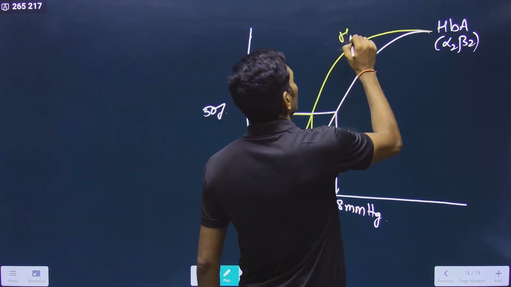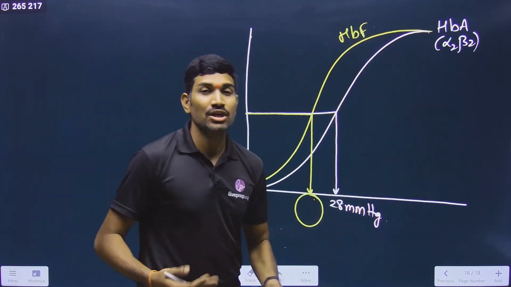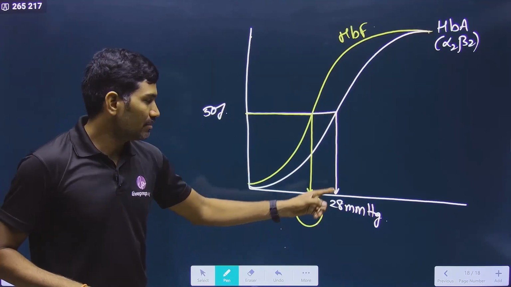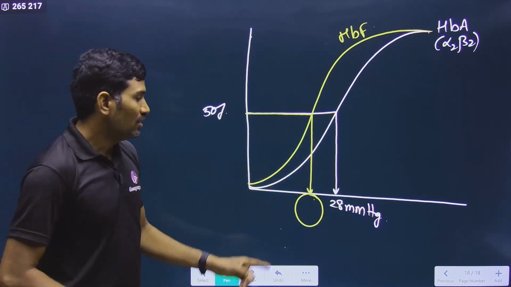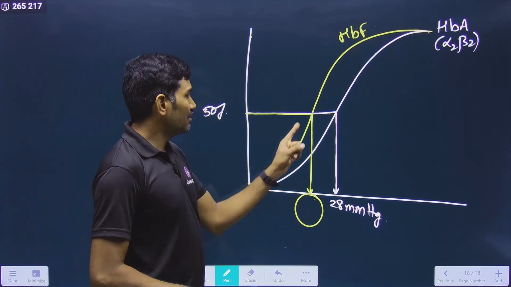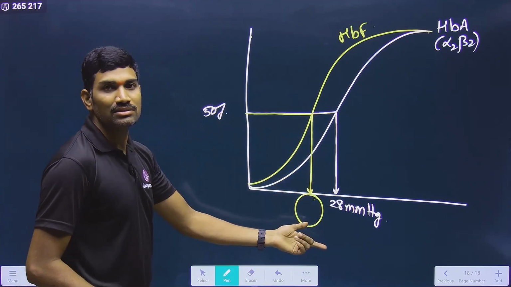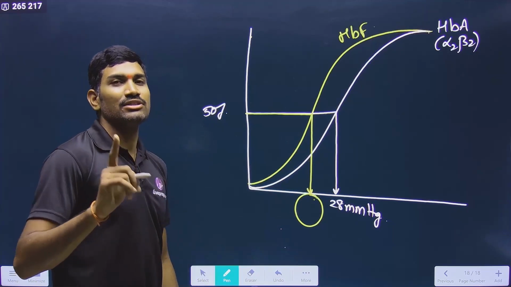Fetal hemoglobin has more binding affinity. It will quickly bind with the oxygen when compared with adult hemoglobin. Yes or no? Oxygen will quickly bind with fetal hemoglobin when compared with adult hemoglobin. This is what the meaning is. This is the significance of the P50 value.